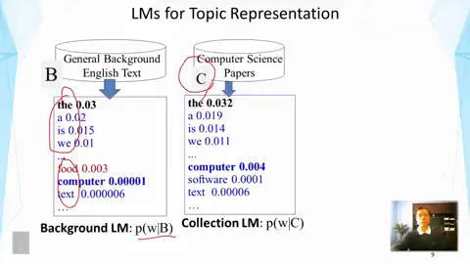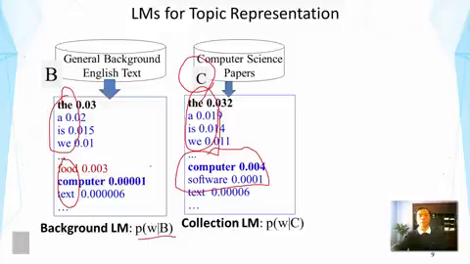We do estimation again. We can just use the maximum likelihood estimator, where we simply normalize the frequencies. Now in this case, we will get a distribution that looks like this. On the top, it looks similar because these words occur everywhere. They are very common. But as we go down, we will see words that are more related to computer science: computer, software, text, etc. Right?